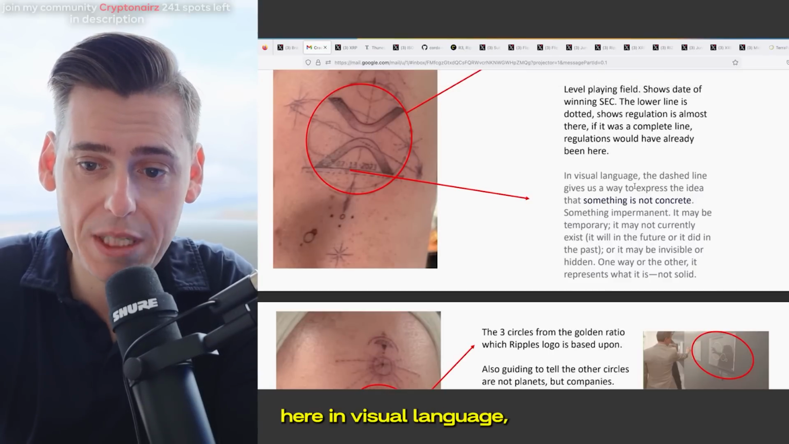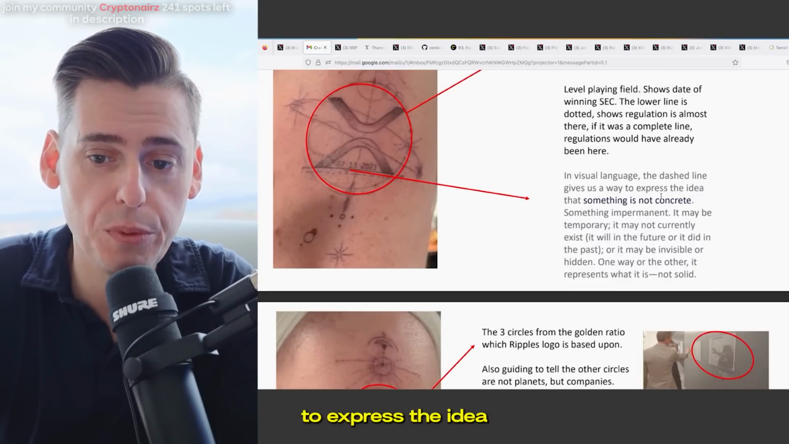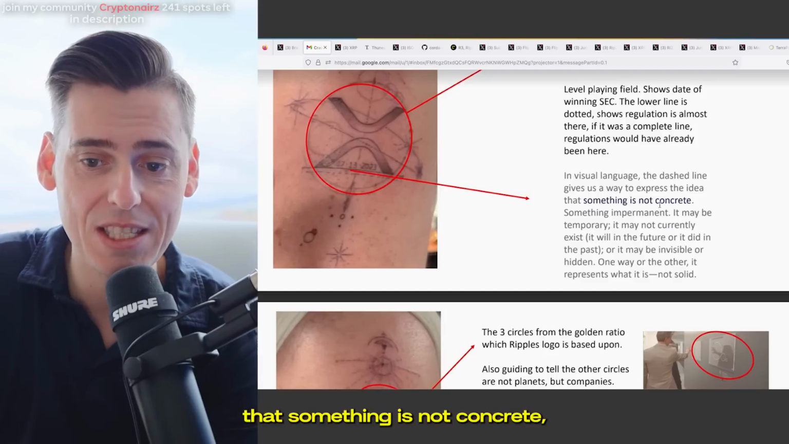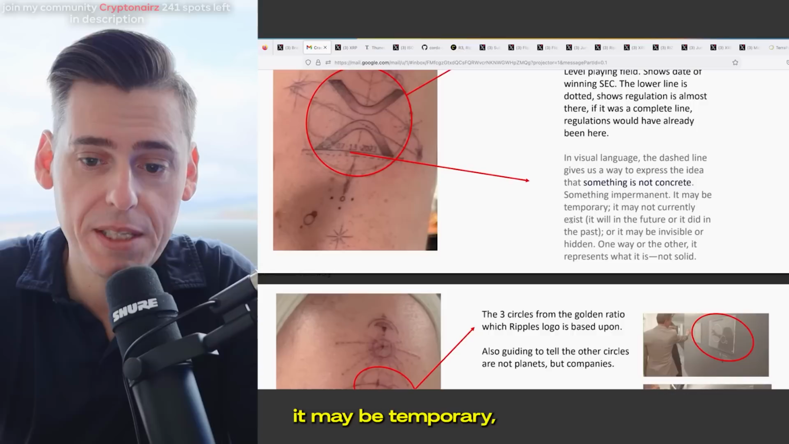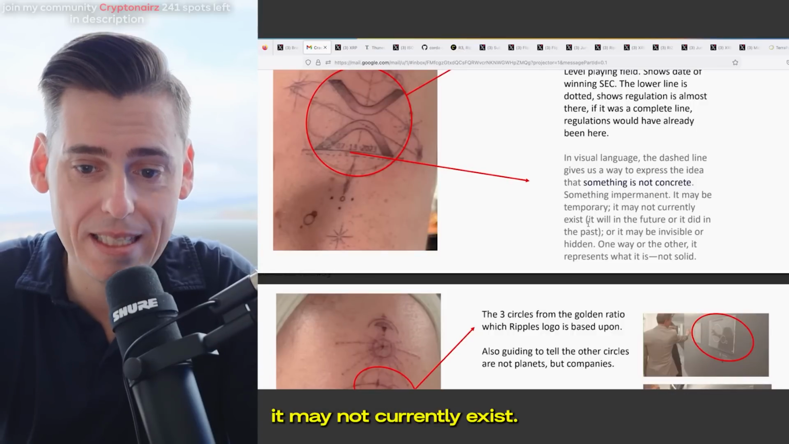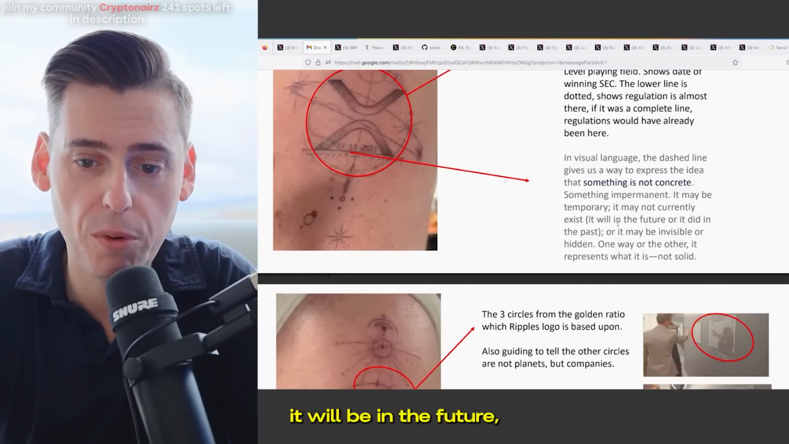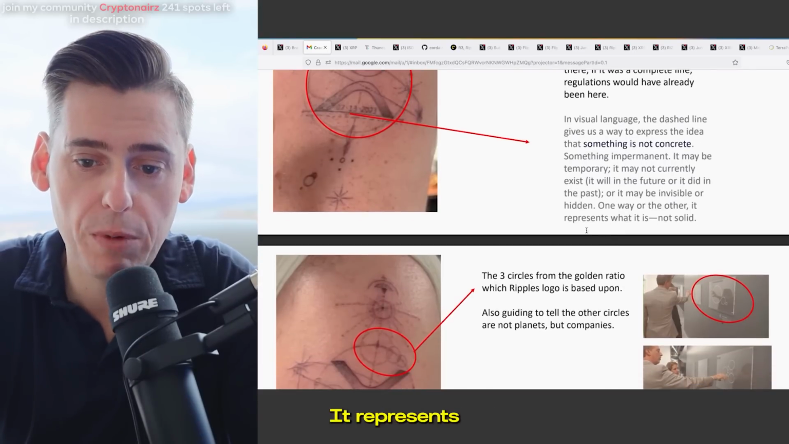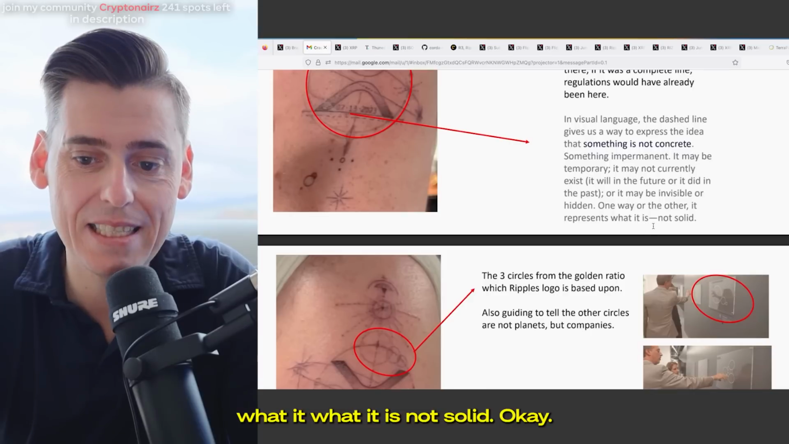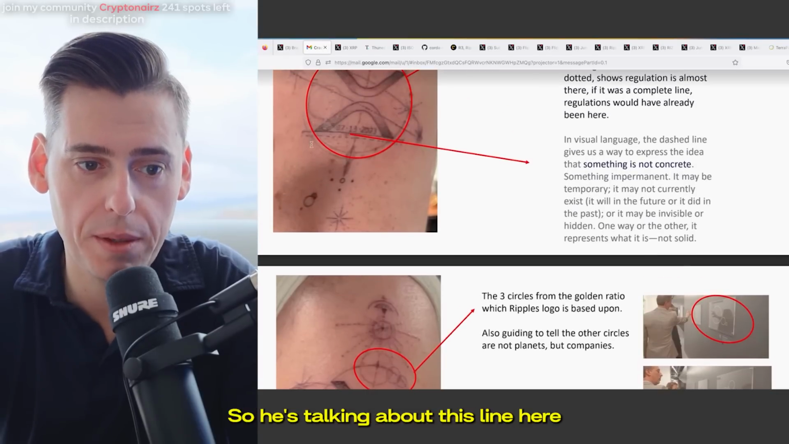In visual language, the dash line gives us a way to express the idea that something is not concrete, something is impermanent. It may be temporary, it may not currently exist, and it says in parentheses here, it will be in the future, or it did in the past, or it may be invisible or hidden. One way or another, it represents what it is, not solid. Okay, so he's talking about this line here.